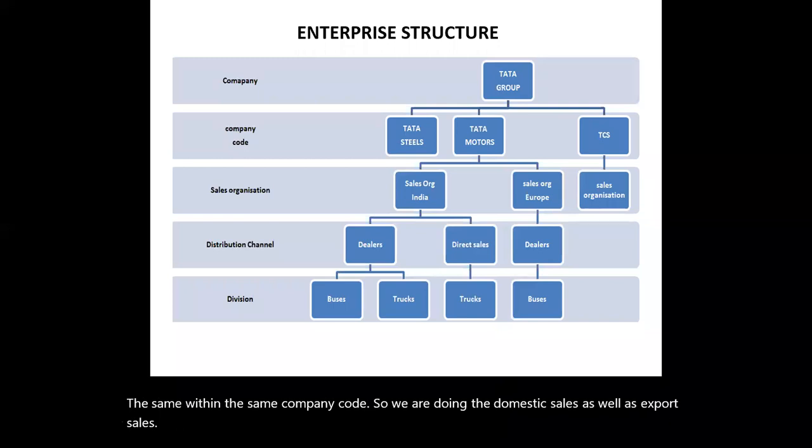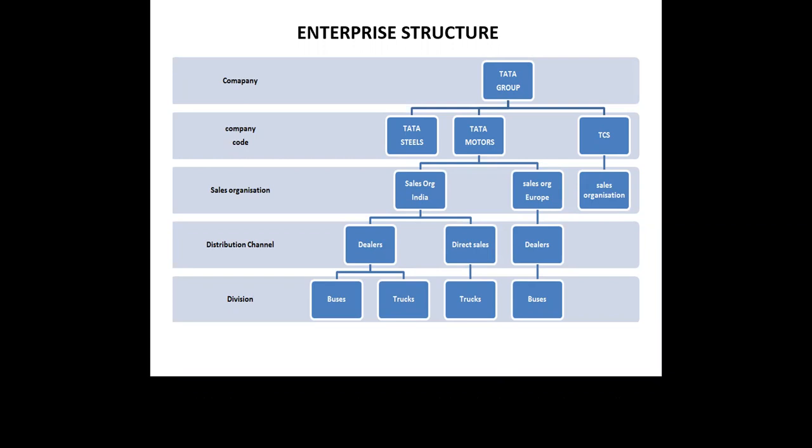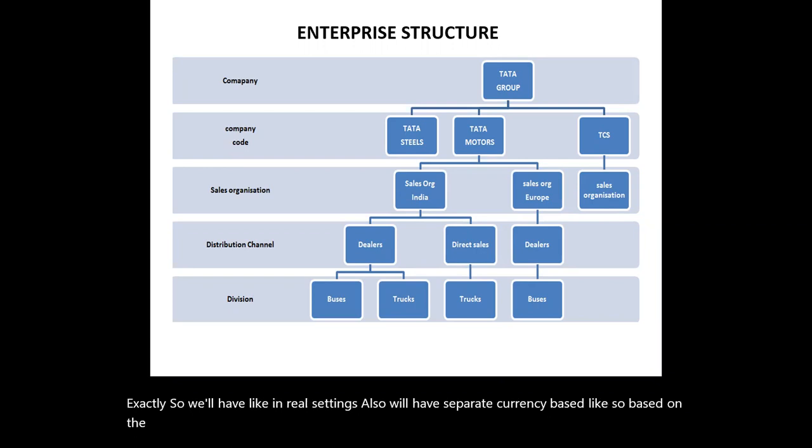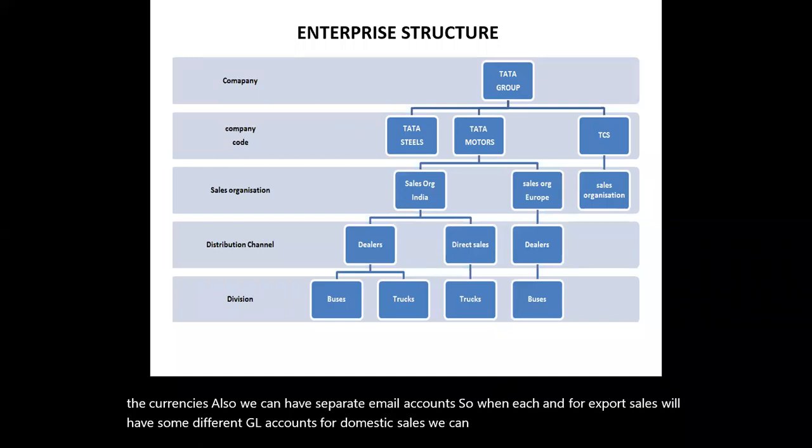I think we are looking at it more from an accounting perspective, like how much sales did you make in Europe, and I wanted to get down to the reports, like how much finance we have spent on the Europe sales. Exactly. In GL settings also, we'll have separate currency-based accounts. For export sales we'll have separate GL accounts, and for domestic sales we can define different GL accounts.